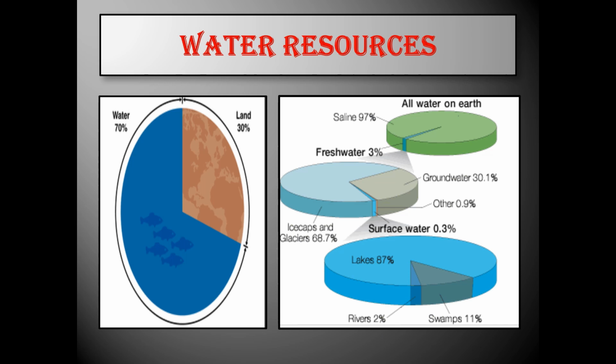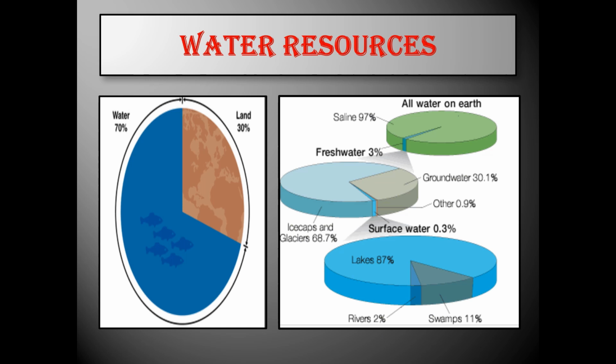Of the freshwater, 30.1% is groundwater, 0.9% is others, and only 0.3% is surface water. Of the surface water, 87% is in lakes, 2% in the form of rivers and 11% swamps.